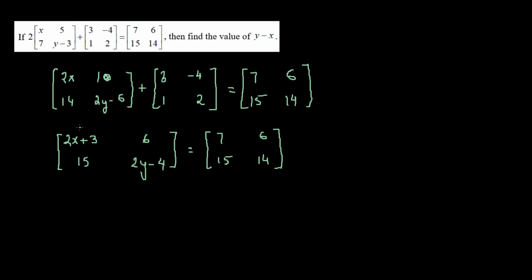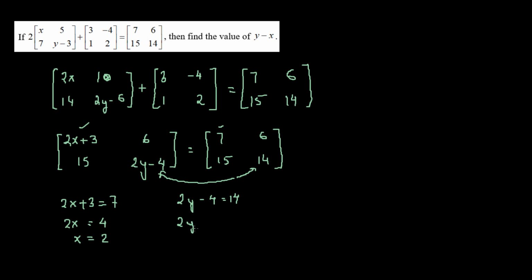So we take the first entry, 2x plus 3, and equate it to 7. So twice x plus 3 is equal to 7. Solving for this, we get twice x is equal to 7 minus 3, which is 4. So that gives us x is equal to 2. Then we take the fourth element and equate it to 14. So this will be 2y minus 4 is equal to 14. So we have twice of y is equal to 14 plus 4, which is 18, and we have y is equal to 9.